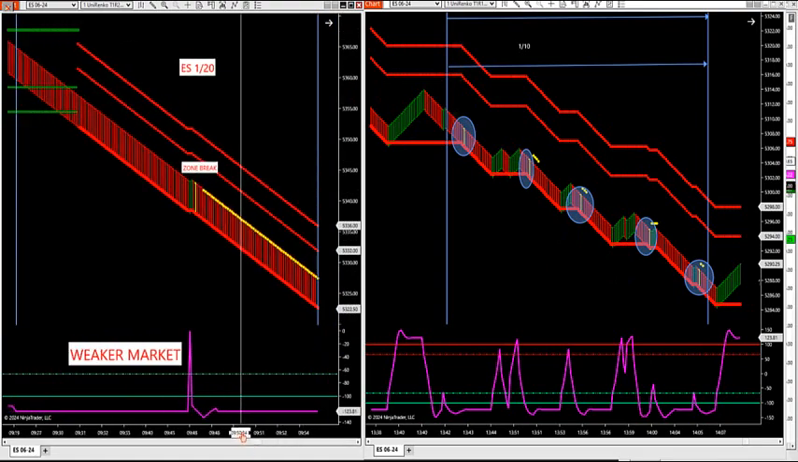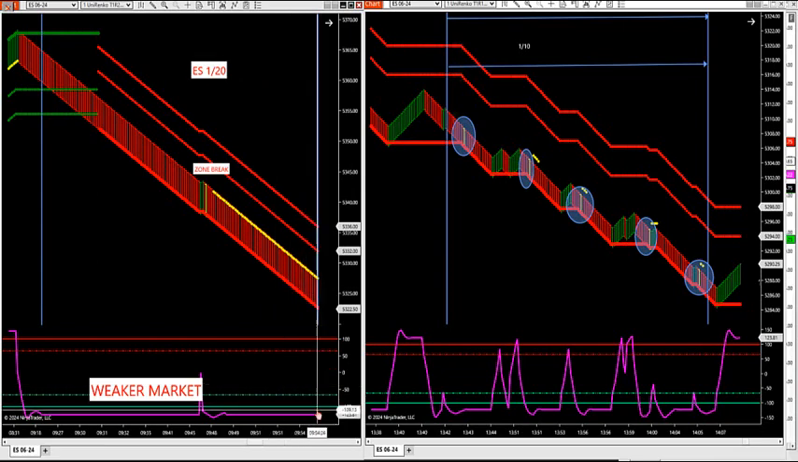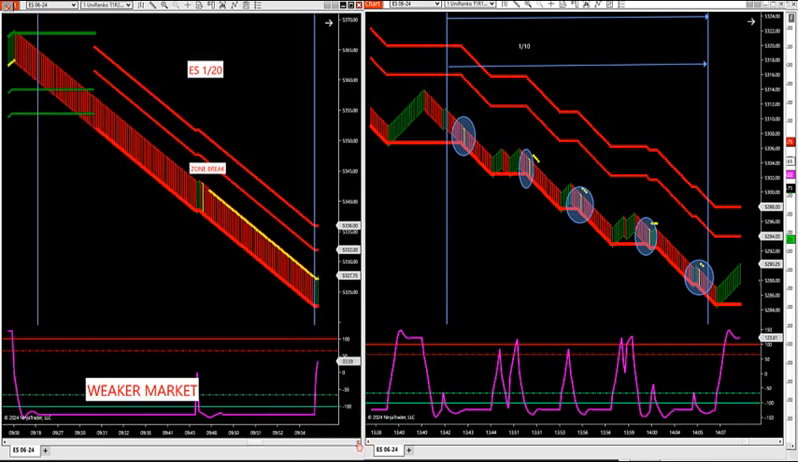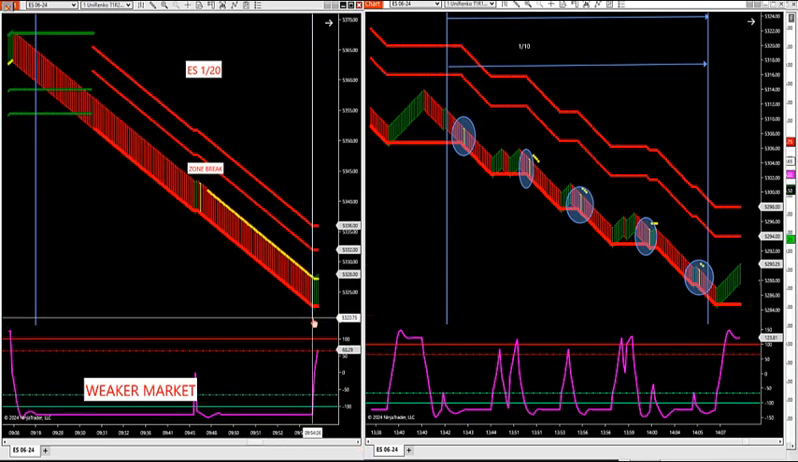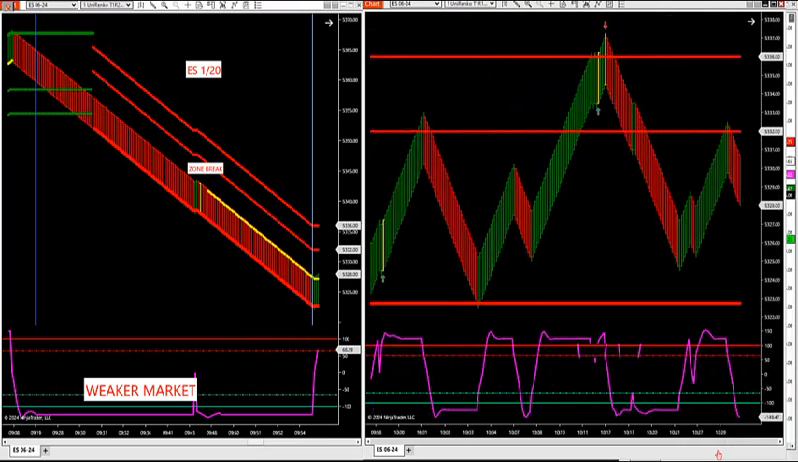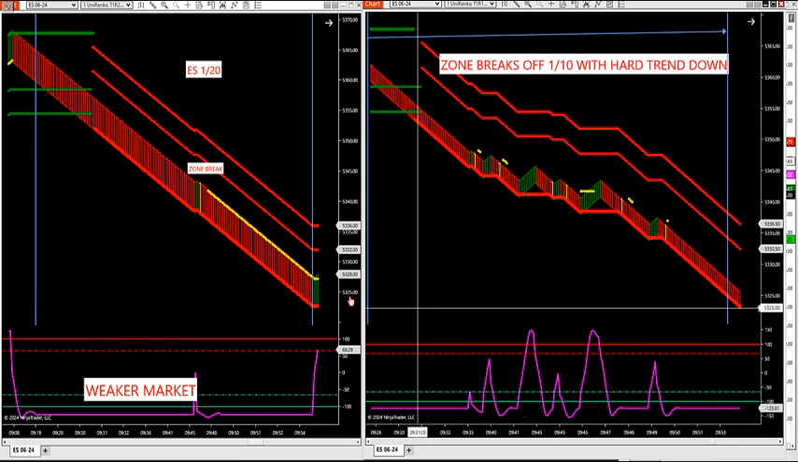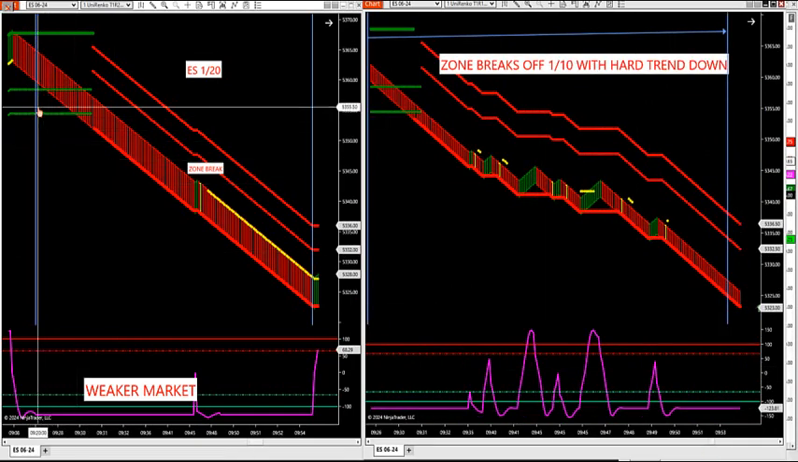So our window of opportunity, we had a really weak market. The weak market started at 9:19 in the morning, and it continued all the way until the oscillator started retracing to 9:54. So that created a window of opportunity to look for zone breaks off a smaller Renko size. So the same thing, we had five opportunities on the last push down on the 120.